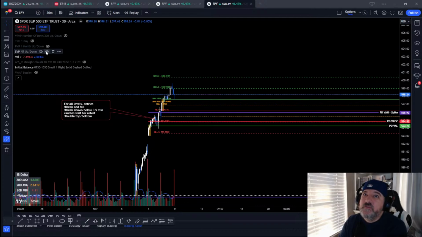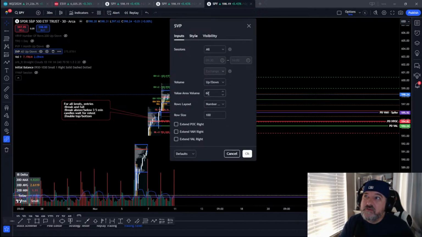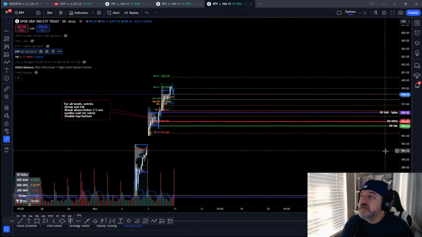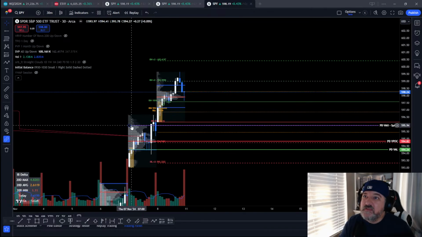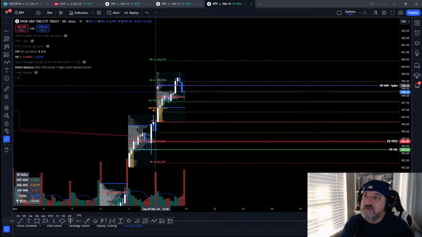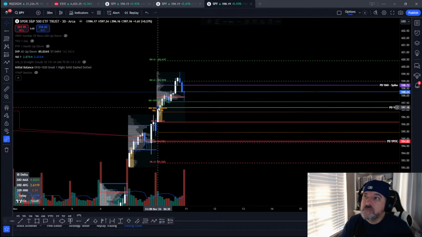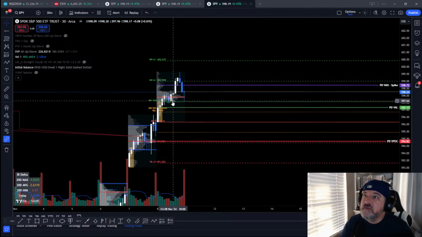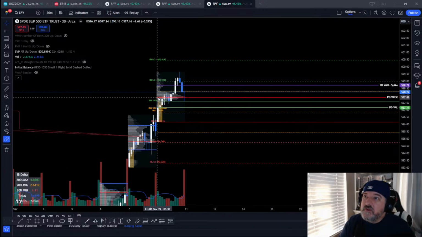All right, so first we'll start with our session volume profile indicator. You use this on 30 minutes, and your inputs are going to be value area volume 68, row size 100. You do this on the 30-minute chart, and what we're looking for is the previous day levels. You want to draw your lines because when you change time frames, this will move. And then from here, we're going to mark our POC for the previous day.